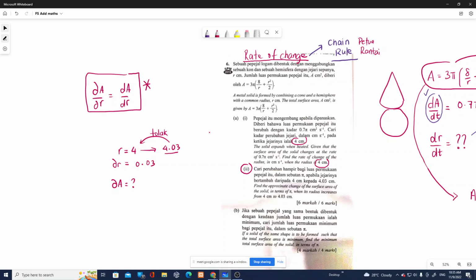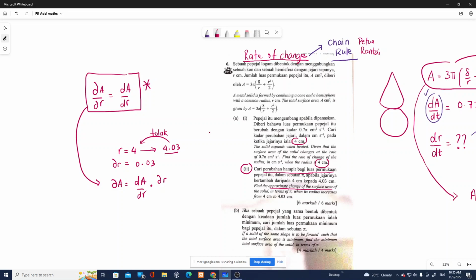And from this one, our question, soalan kita, cari perubahan hampir bagi luas. Perubahan hampir bagi luas. Approximate change of the surface area. So our question is delta A. Okay, itu perubahan hampir bagi luas. So delta A bersamaan dengan, daripada rumus di atas, dA per dr darab dengan delta R. Do you understand?